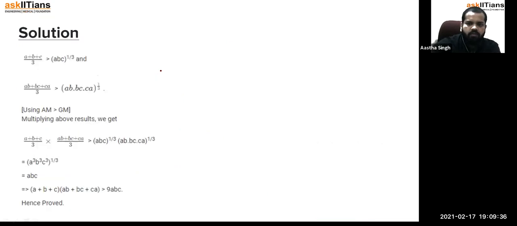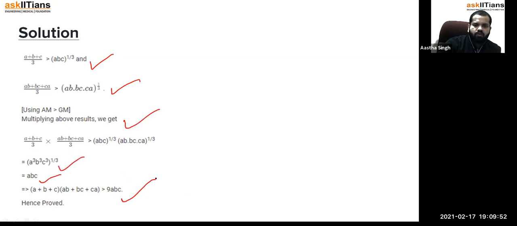Just look at the solution. Here A, B and C are three numbers, then AM is greater than or equal to GM, and here also AM is greater than or equal to GM. Multiply the results, you will get A cube, B cube, C cube to the power 1 by 3, which is ABC, and just cross multiply and hence prove. You will get your desired result. Just remember your AM, GM.